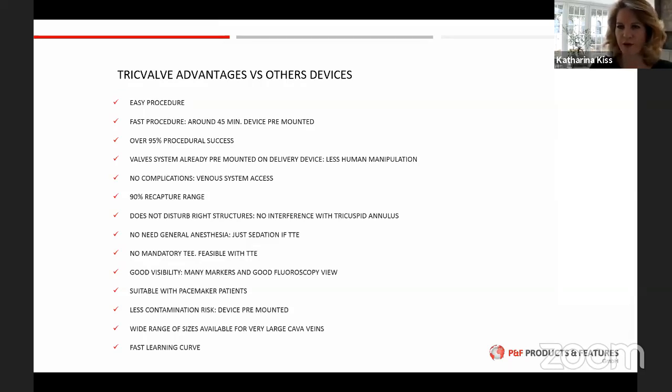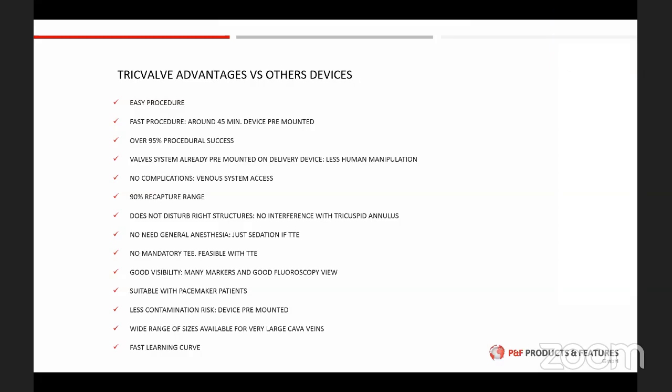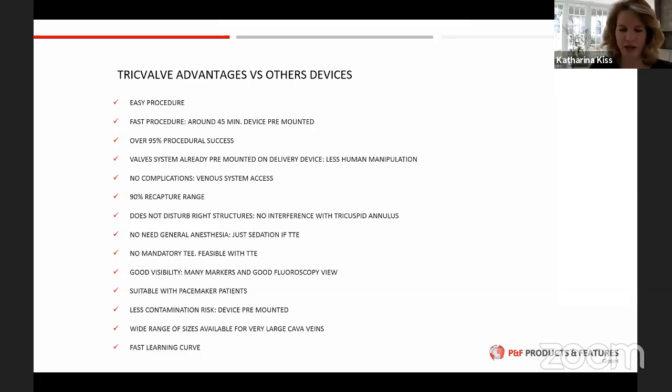This is also very important because first we are treating very ill patients. Second, we want to know when we enter the cath lab, when do we get out of the cath lab? How can we plan our day and how many procedures can we include? As I said, it's pre-mounted, so the manipulation time is short. It's an off-the-shelf technology, very similar to stents. It's a venous system access with a 27 French, and we have a 90% recapture range for replacement and repositioning of the valve, although I have to say it's almost never necessary, but it is possible.